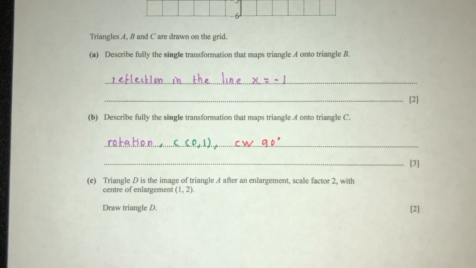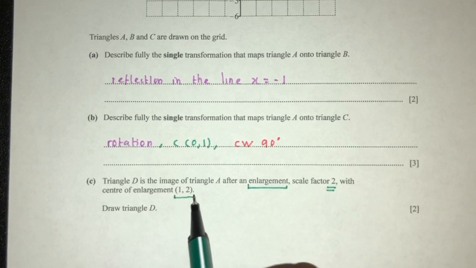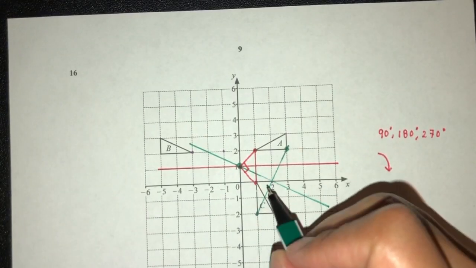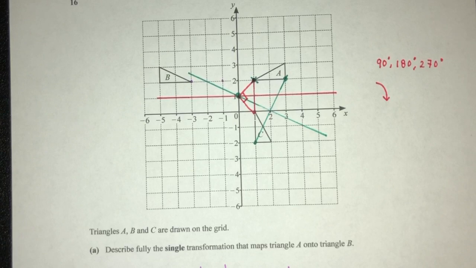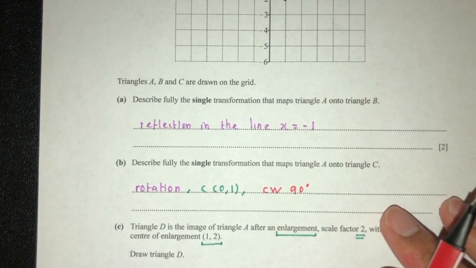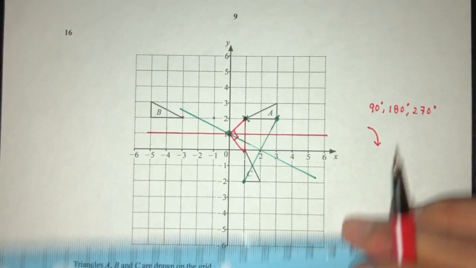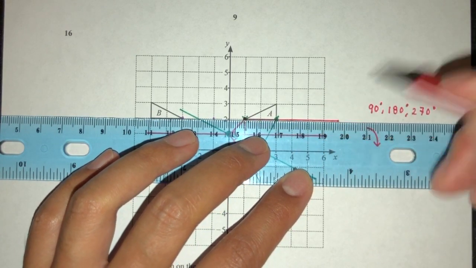Now for part D, triangle D is the image of A after the enlargement of scale factor of 2 with the center as this. Again, there's many ways of doing this question. We can always use the diagram itself, or sometimes we tend to use a matrix. But let's use the diagram. Center is 1, 2. 1, 2 is this one. That's the center of enlargement. Now the scale factor is 2. So pretty easy. Let's do something here. The first thing we have to do is let's draw the line here. Let's draw these lines.